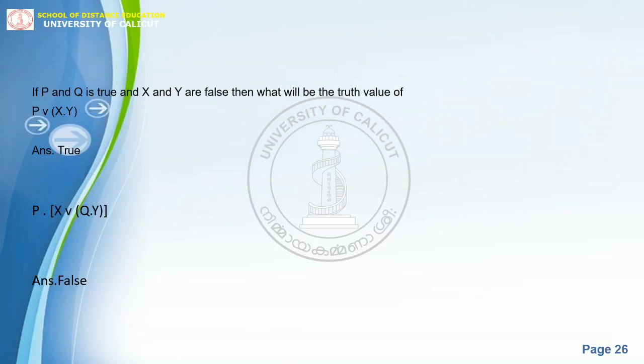So let us take an example. Suppose P and Q are true and X and Y are false, then what will be the truth value of P or X dot Y? Here the statement given is P or X dot Y, and what is defined is that P and Q are true.